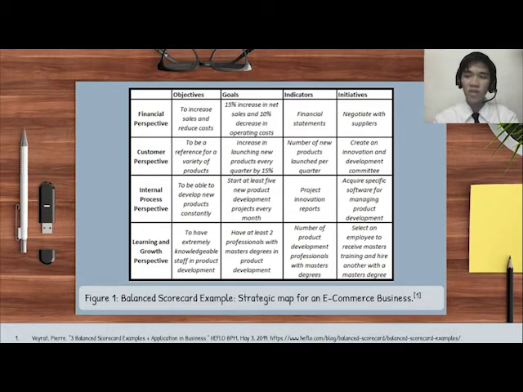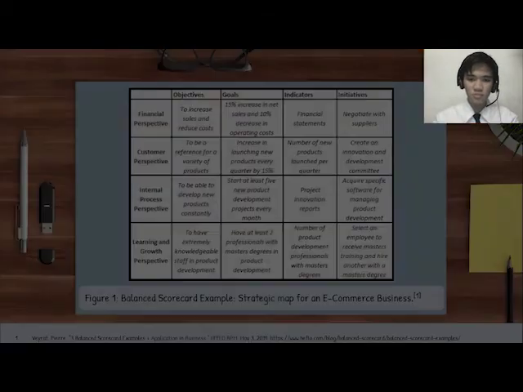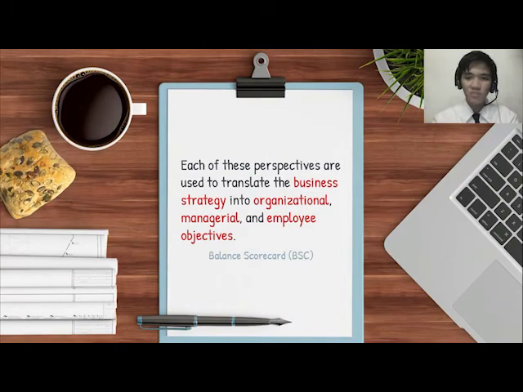You can see here how the initiatives connect to the objective, goals, and indicator. You can see here how companies use the balanced scorecard to evaluate all aspects of the business. Each of these perspectives is used to translate the business strategy into organizational, managerial, and employee objectives.